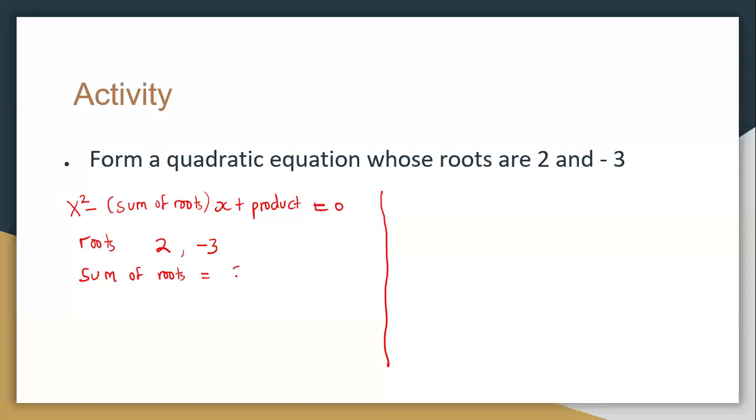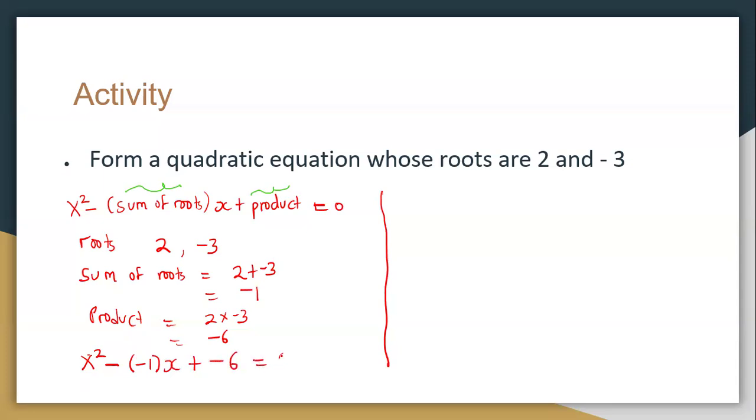The sum of the roots is 2 plus -3, and you end up with -1. Then the product of the roots, we have 2 times -3, which gives us -6. After obtaining those, you come back where there is sum of the roots, you substitute. Where there is product, you substitute. So I have x squared minus the sum, -1x, then plus the product, which was -6, is equal to 0.